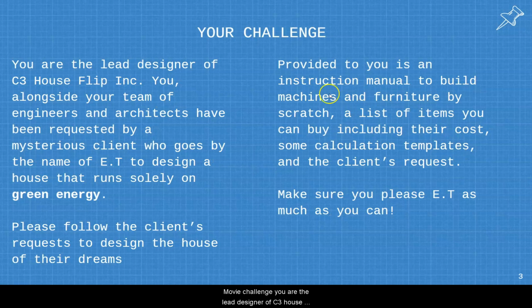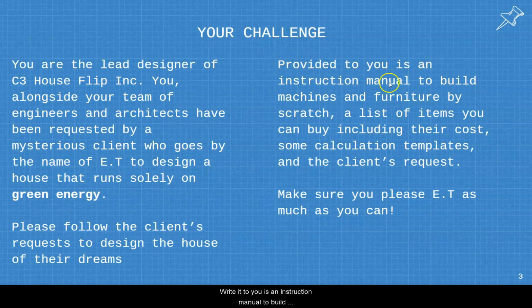You are the lead designer of a C3 House Flip Incorporated. You, alongside your team of engineers and architects, have been requested by a mysterious client who goes by the name of ET to design a house that runs solely on green energy. This is put in bold, so make sure you remember that.